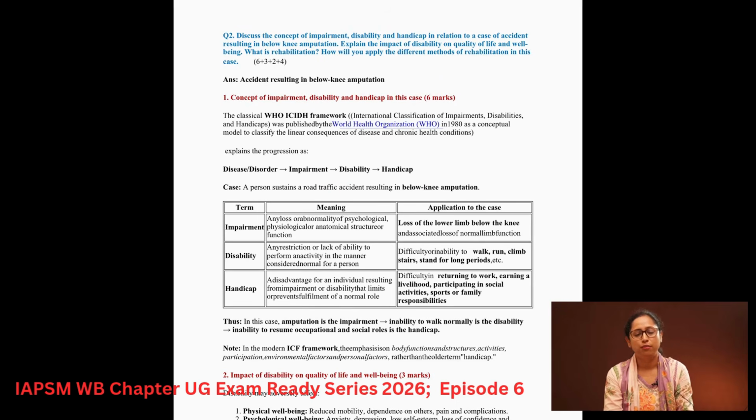Now coming to question number 2: discuss the concept of impairment, disability and handicap in relation to a case of accident resulting in below knee amputation, which carried 6 marks, and explain the impact of disability on quality of life and well-being, carrying 3 marks.